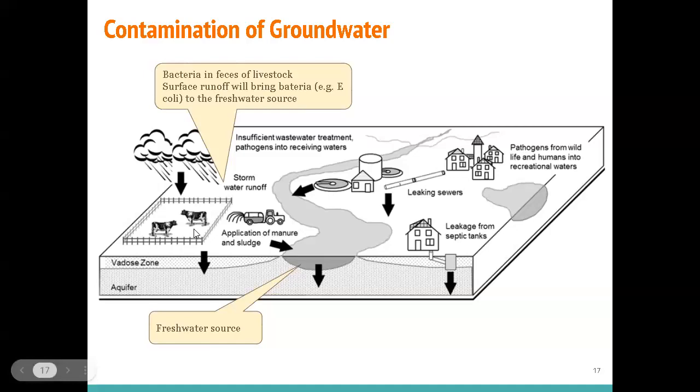Okay, so other types of contamination, for example, if you have some livestock in here, you might have some manure, so the excretion from the animals into this water body, into this river. So you might want to check the E. coli amount, the bacteria amount in the fresh water source. Also, there's leakage into the aquifer.